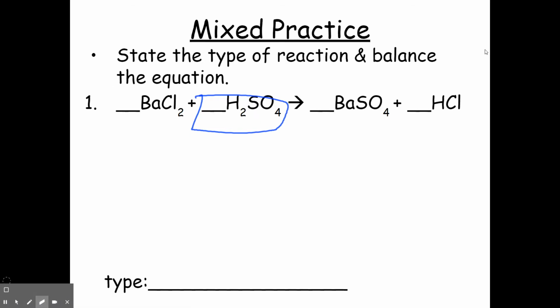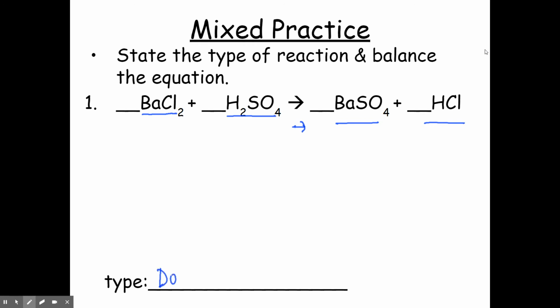All right. Now we have some mixed practice, identifying and balancing. So what type of reaction do you think this is? There are compound yielding compound and compound. If you said double replacement, that is correct.